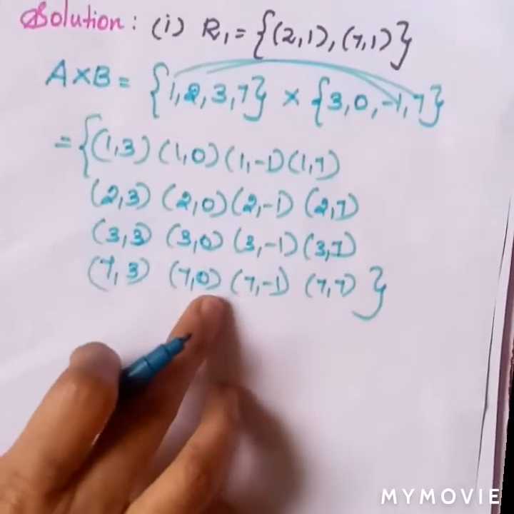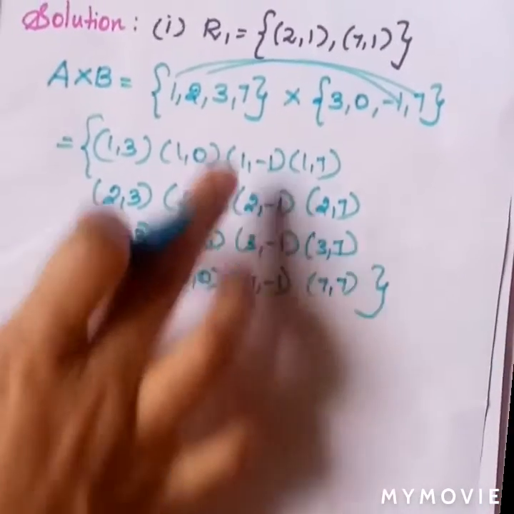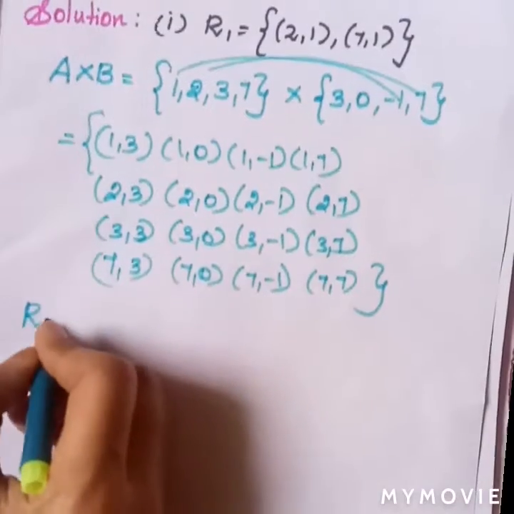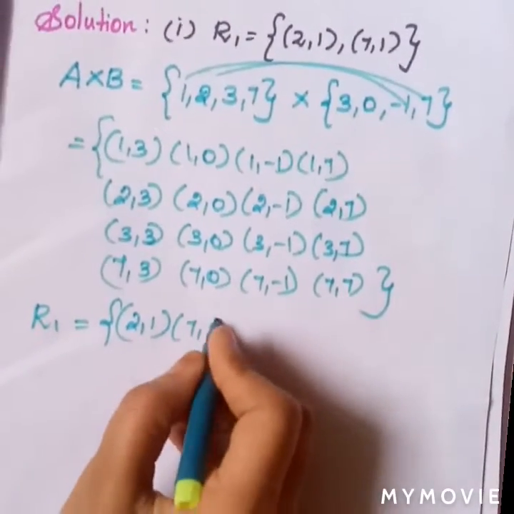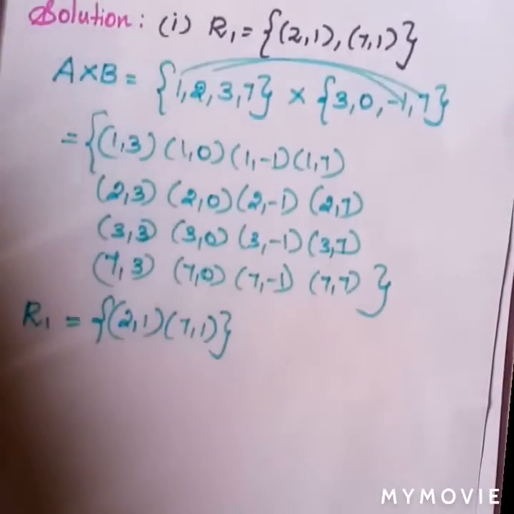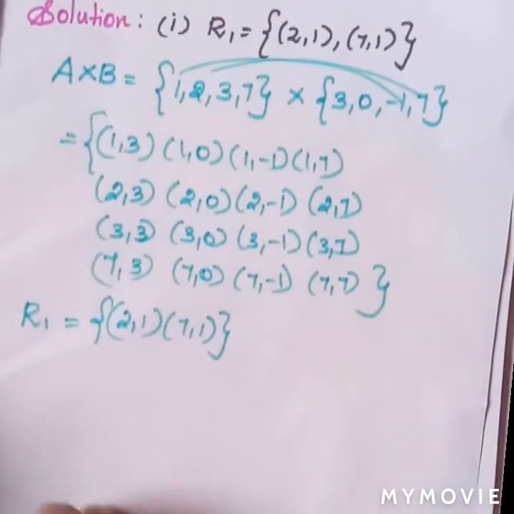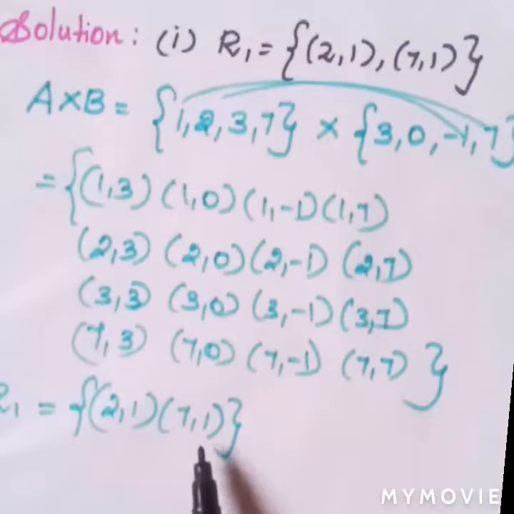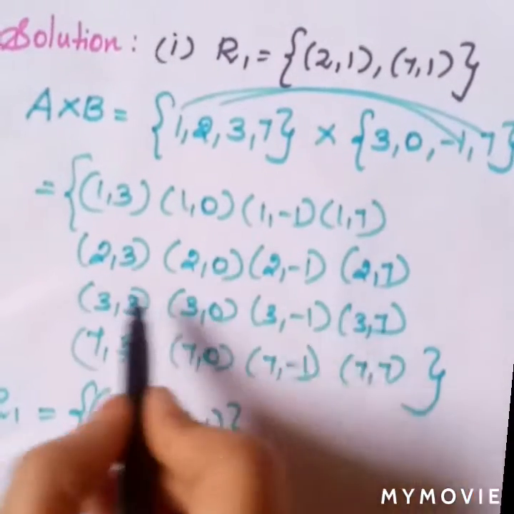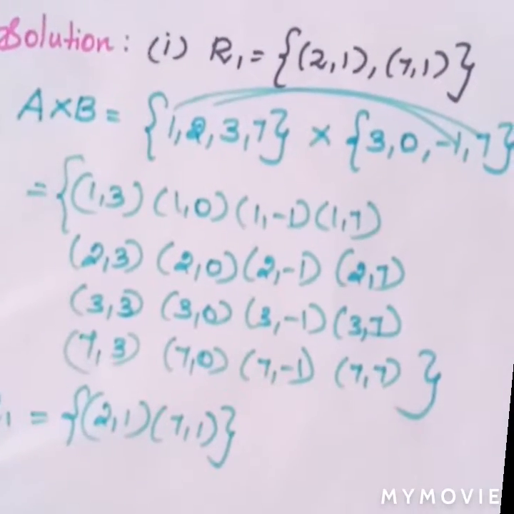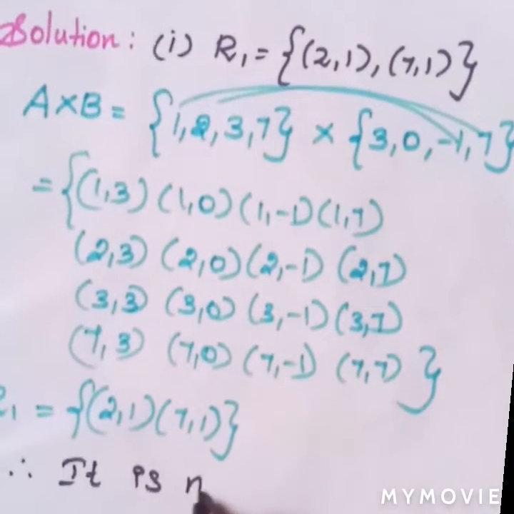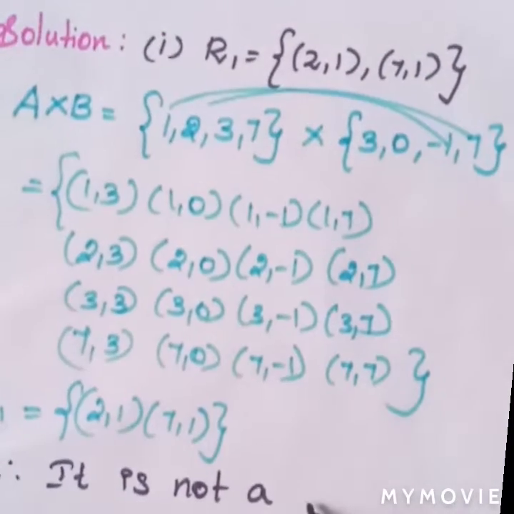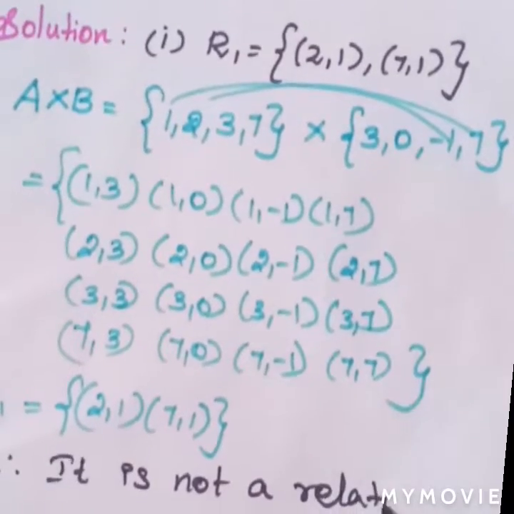Okay, how to find whether it is a relation or not? R1 equals {(2, 1), (7, 1)}. Find whether it is a relation or not. (2, 1) and (7, 1): there is no (2, 1), (7, 1) in A cross B. So, it is not a relation.